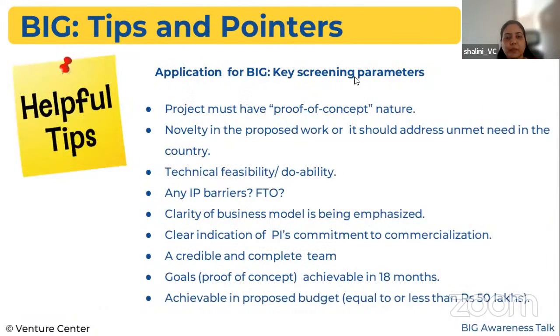So some quick tips and pointers when you are applying for this program: the project must have the proof of concept, novelty must be emphasized, it should be technically feasible. Please check for any IP barriers or freedom to operate for your idea. There should be clarity in the business model and a clear indication from the project leader that he wants to commercialize this. Of course, a credible and complete team, which will make these goals achievable in 18 months and with the proposed budget.